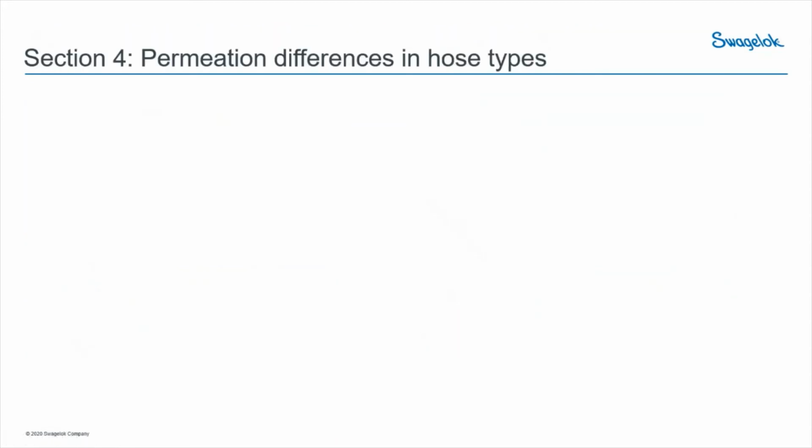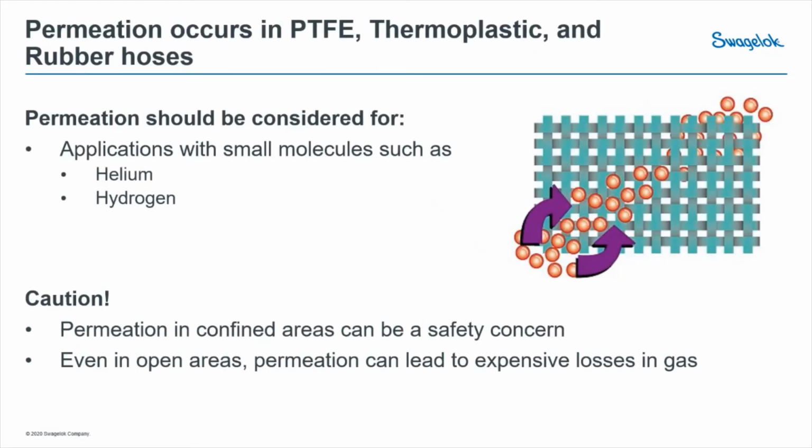Okay, let's talk about permeation. Permeation in hoses specifically is where the gas inside of the hose sort of seeps out through the walls of the hose and into the atmosphere, where there's no real leak. It just finds its way through those walls.